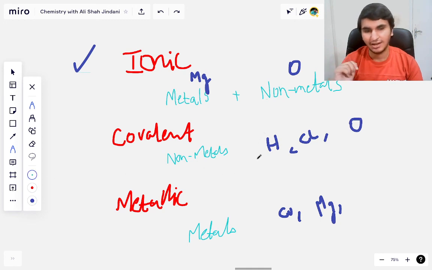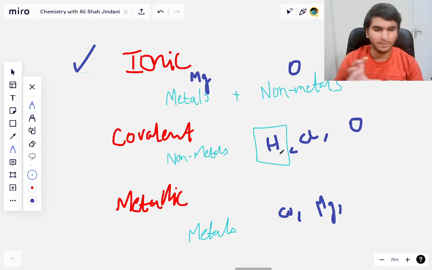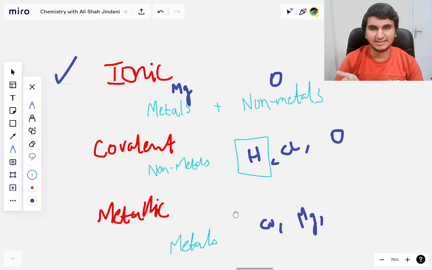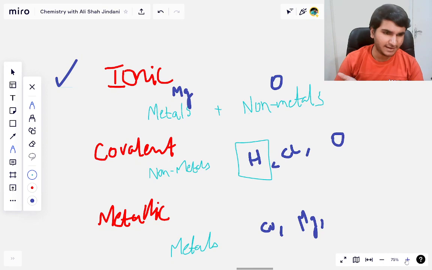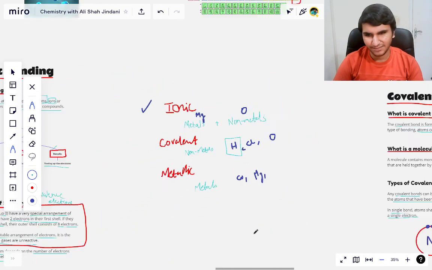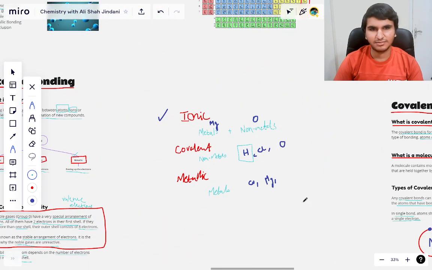And one thing more: hydrogen has been classified as a non-metal, but it can behave like a metal in certain circumstances as well, right? So that is probably it.